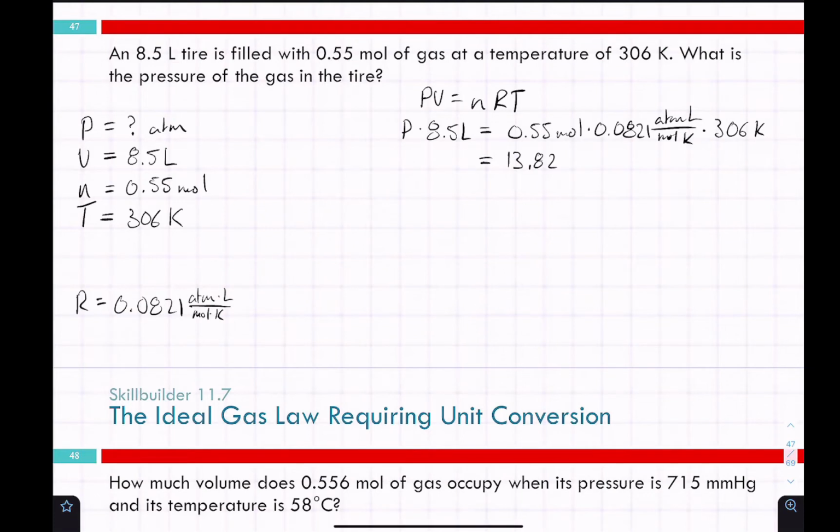And what are the units going to be after that multiplication? Atmospheres liters, because on this side we still have 8.5 liters times pressure. So we can divide both sides by the 8.5. Pressure is 1.6, only 2 sig figs, 1.6 atmospheres.